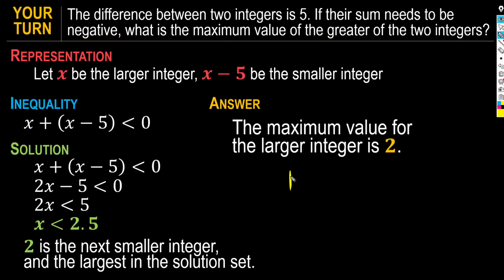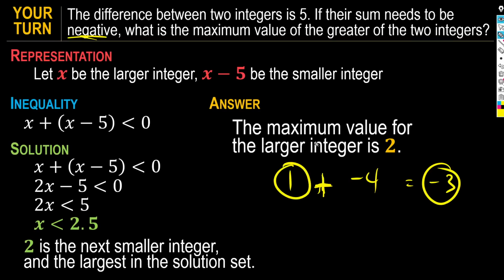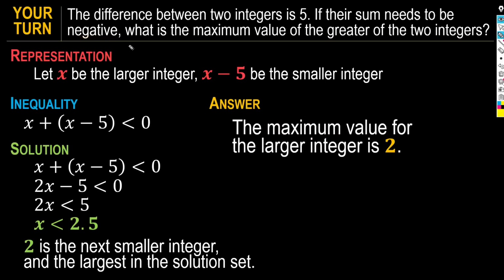What if the larger number is 1? What's the smaller number? That's 5 less than 1, so negative 4. Di ba? But if you add 1 and negative 4, what do you get? Negative 3. Tama naman. The sum is negative. But 1 is not the maximum value for the larger to meet that particular requirement. So it is in fact 2. And again, we are confident the answer is 2. Okay? No problem.